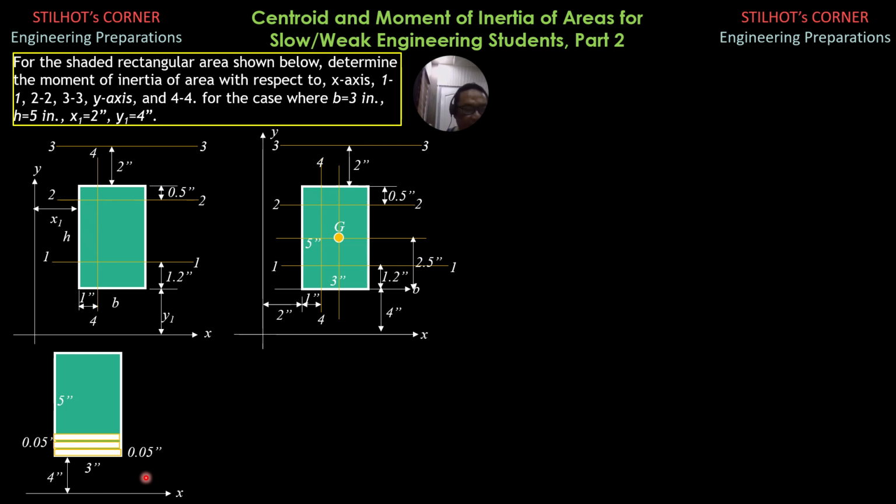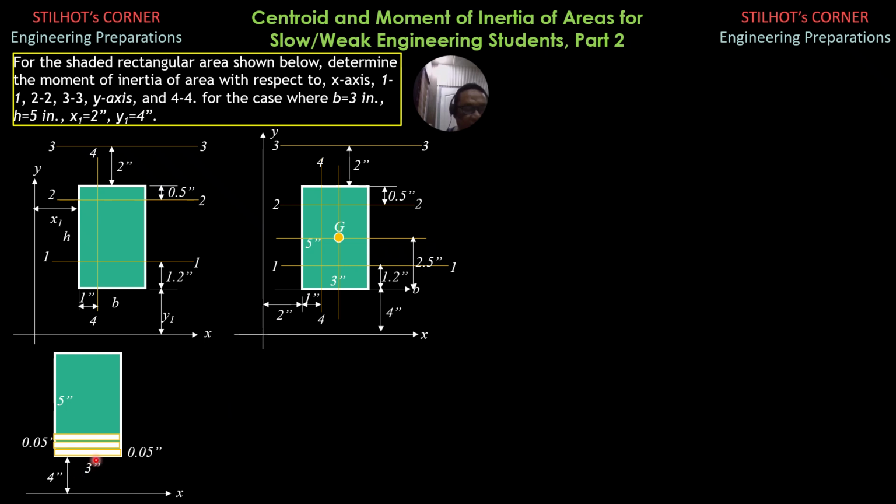Then the succeeding areas will have distances 0.05 greater than the preceding one. So the general formula therefore is the summation of the quantity 3 times 0.05 cubed over 12 plus area 3 times 0.05, and the distance begins with 4.025, then plus 0.05y, then the quantity squared. Remember, moment of inertia with respect to the centroid plus area times distance squared.